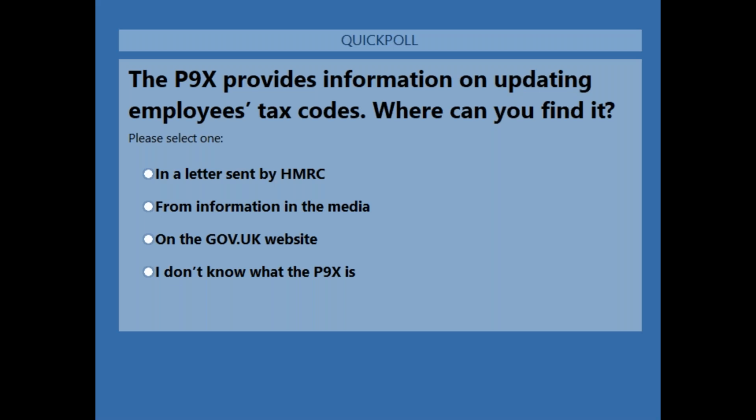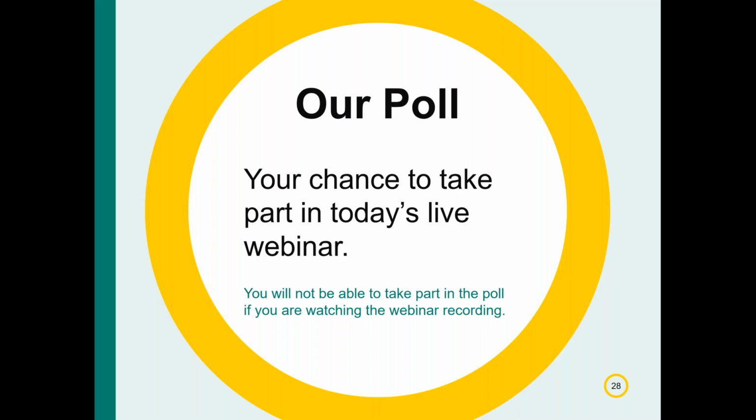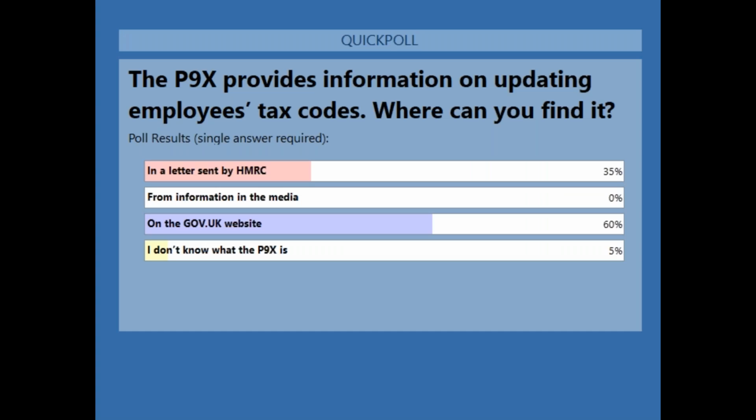So thank you to everyone for taking part in the poll. I'm now going to close it and share the results with you. And those results are now shown on the screen. And just to confirm, the correct answer is that you'll find the P9X on the gov.uk website. So I'll just hide this information and continue.